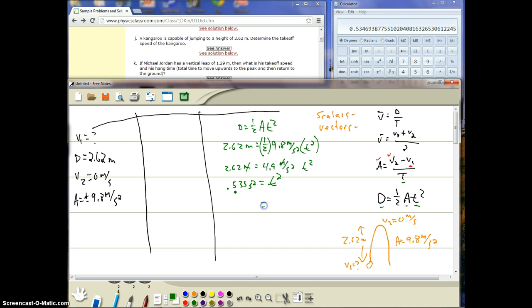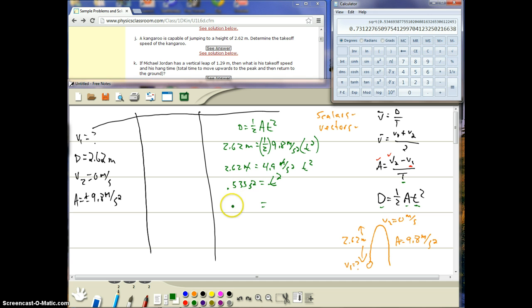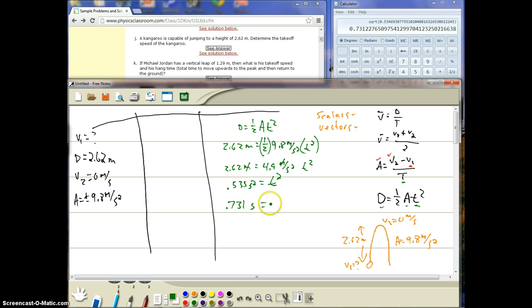And then when I find the square root of 5.53, I get 0.731 seconds, because when I take the square root of this, the squares fall off. That's the whole point of it. Alright, so now I know that my time over here is going to equal 0.731 seconds.